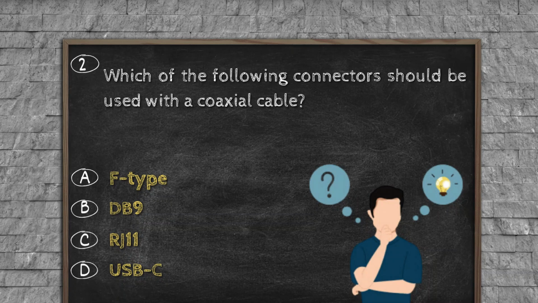Question number 2. Which of the following connectors should be used with a coaxial cable? Option A, F-type. Option B, DB9. Option C, RJ11. Option D, USB-C.